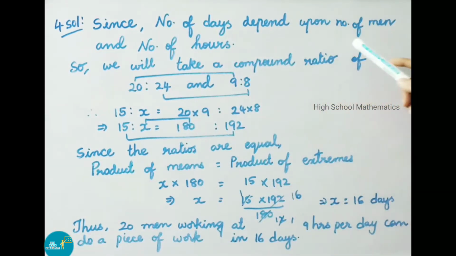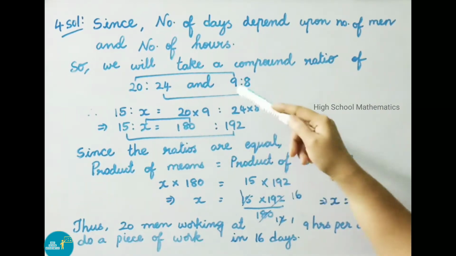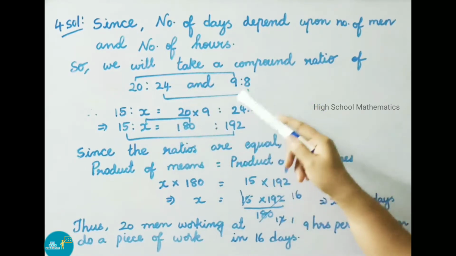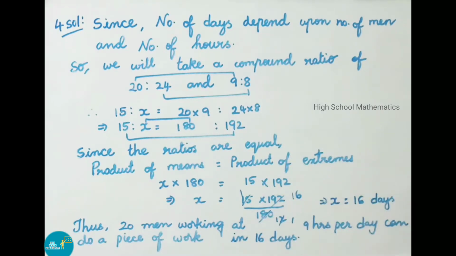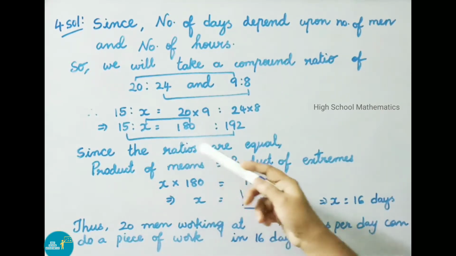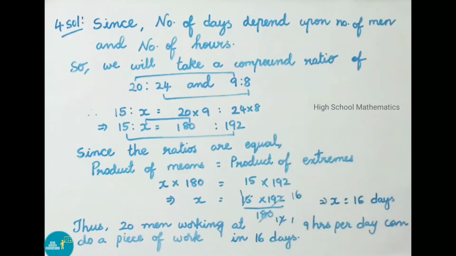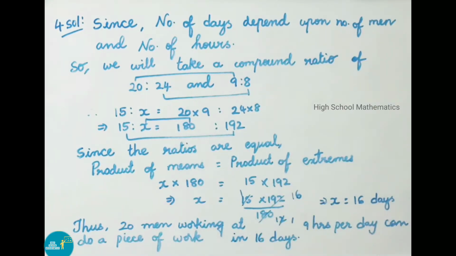Since number of days depends upon number of men and number of hours, so we will take a compound ratio of 20:24 and 9:8. We know compound ratio formula A into C is to B into D, that is 20 into 9 is to 24 into 8. That implies 15:x is equal to 180:192. Since the ratios are equal, product of means is equal to product of extremes.